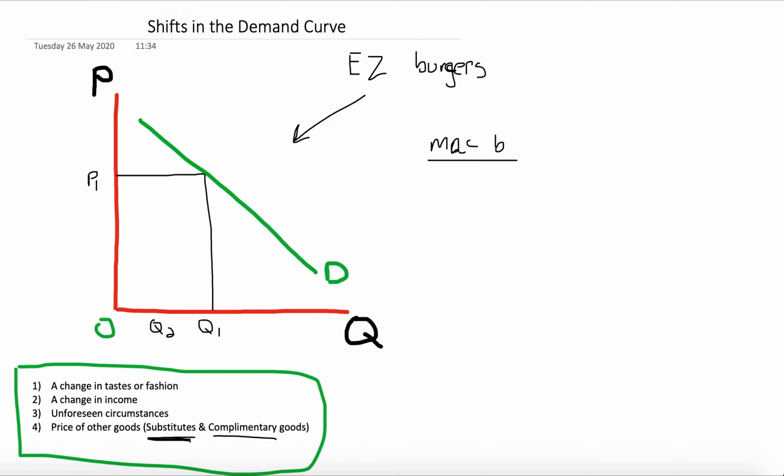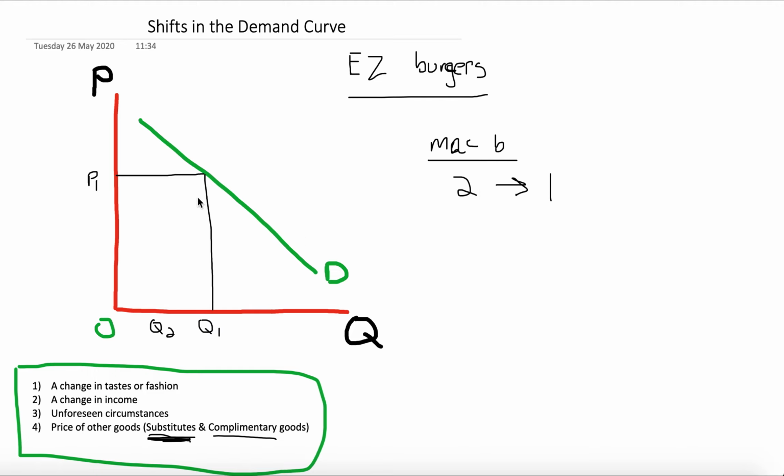And the price of the Mac Burger falls, okay? So it goes from €2 to €1 per burger. So this is a substitute good. Instead of buying an Easy Burger, people can buy a Mac Burger instead. They're very similar. You can swap one for the other. They're very similar products.